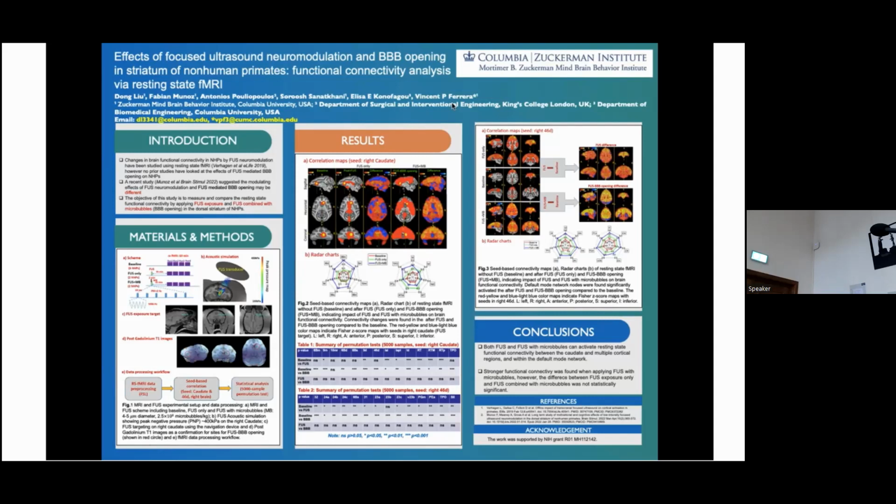We use a method called seed-based correlation to quantify the effect. There are 2 seeds chosen in this study. The first seed is the caudate, which is also the target of FUS exposure. The second seed is area 46D, which belongs to the dorsolateral prefrontal cortex, and it is also an important node in the default mode network.